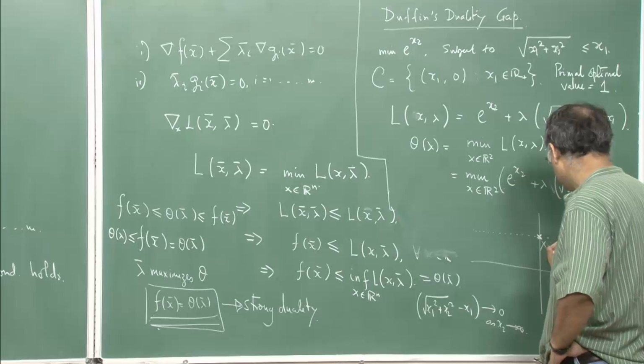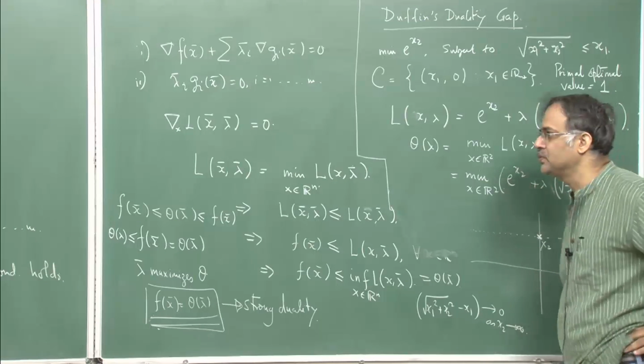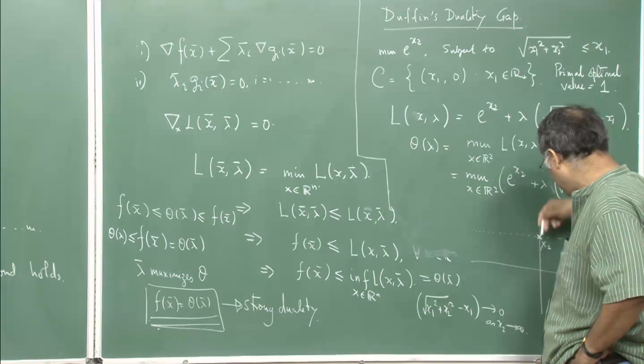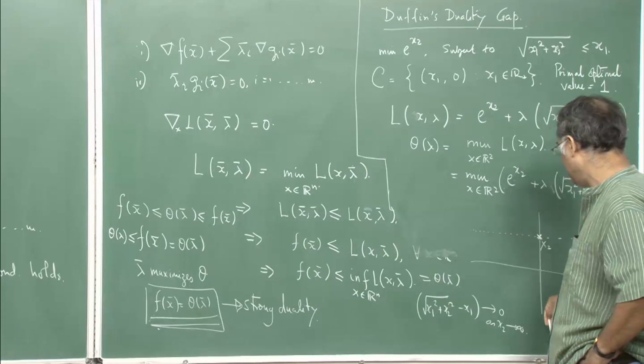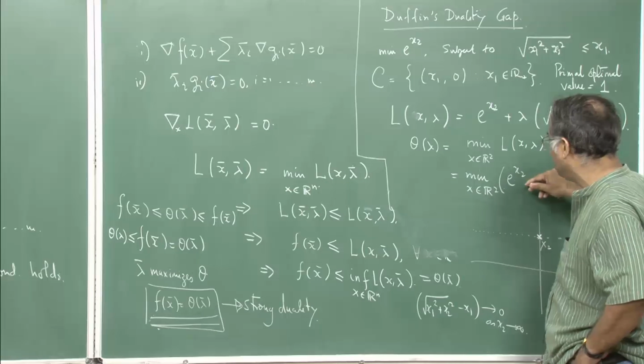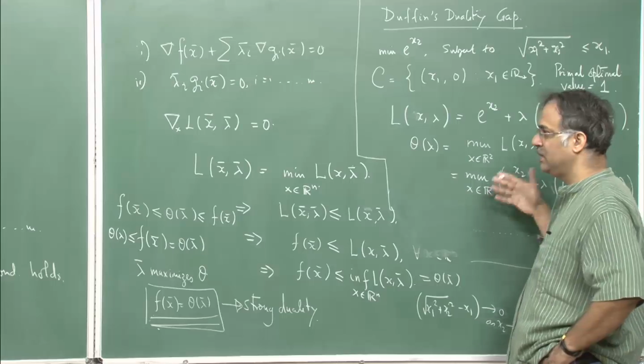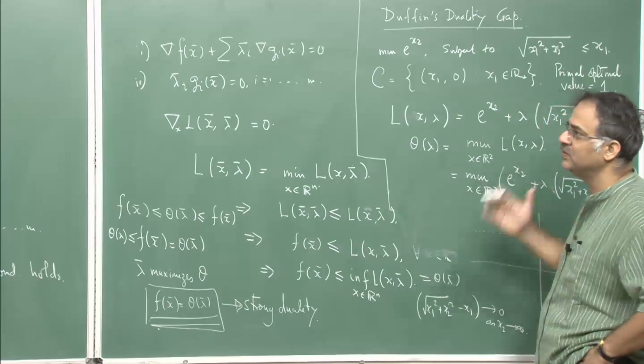So, on this line, the minimum value of this problem for this fixed x2, say this is my x2, this value is e to the power x2. Now I try to vary x2 over this line and see what is the minimum. So, basically what I am doing is minimizing over x1 and then minimizing over x2.